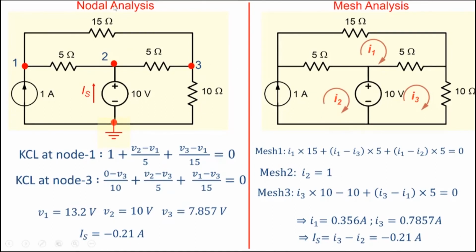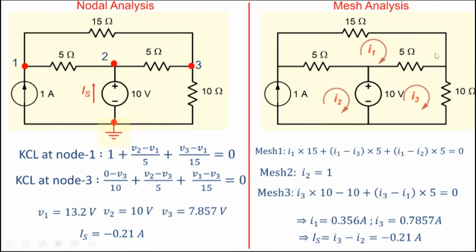So this compares the two methods here. In nodal analysis, same circuit, we identify the nodes, we choose a reference node, we solve for all the node voltages here. And once you get the node voltages, you get the current that you want, IS. In this case, you identify all the meshes, associate mesh currents I1, I2, I3, write the KVL, and you get all the mesh currents. And after that, the current that you're interested in, let's say IS, in this case will be I3 minus I2 equal to minus 0.21 amperes here. You get the same result.